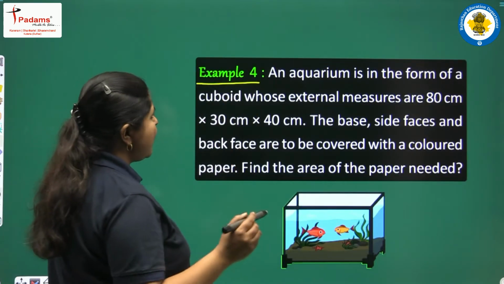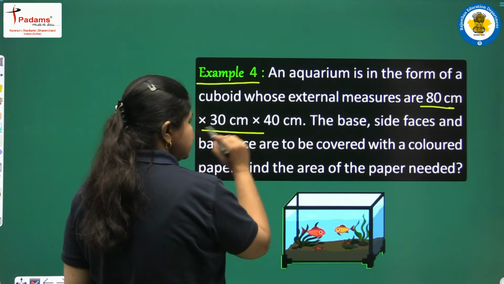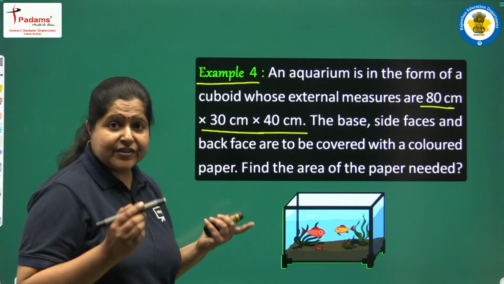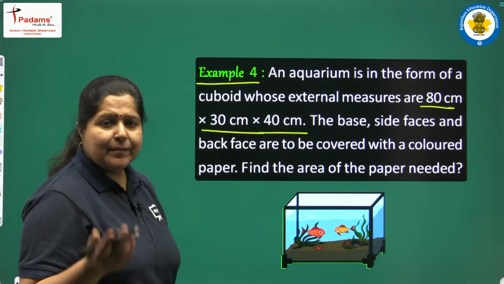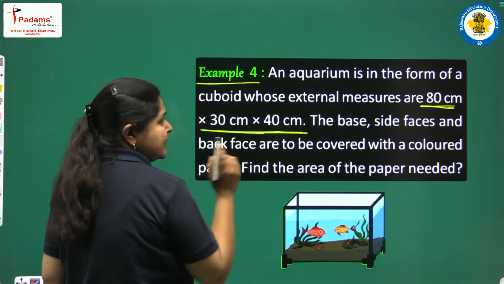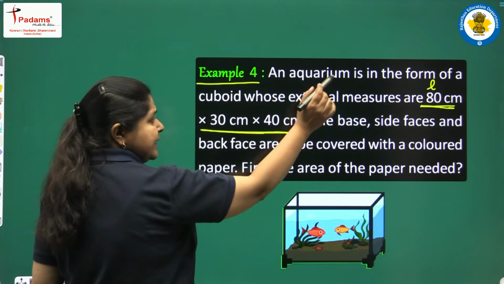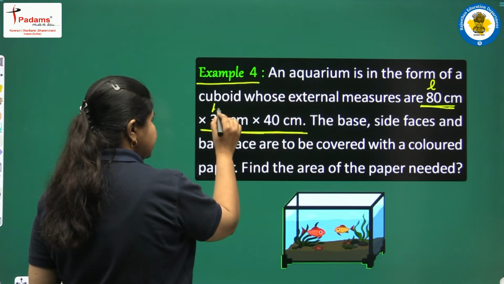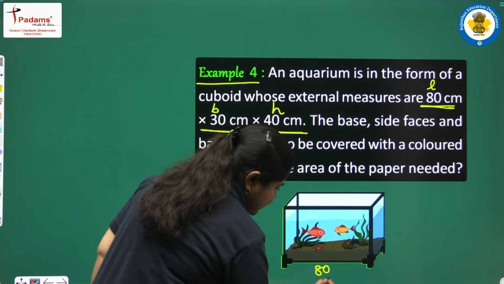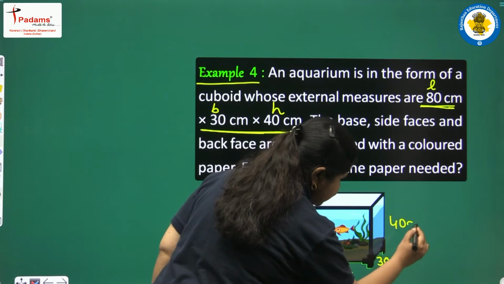An aquarium is in the form of a cuboid whose external measures are 80 centimeter by 30 centimeter by 40 centimeter. Here we have one aquarium. It is a glass box in which some fishes are kept in water. You know what is an aquarium, and here we have been given the dimensions. Now when we have been given in this way, this means that the first number denotes the length of the aquarium. Here it is 80 centimeter. The second number denotes the breadth, and the third one denotes the height. So here you can see this is the length, this is the breadth, and this is the height.